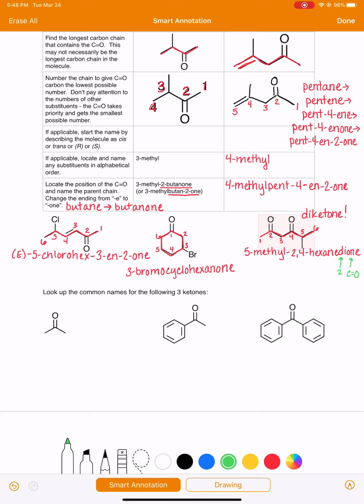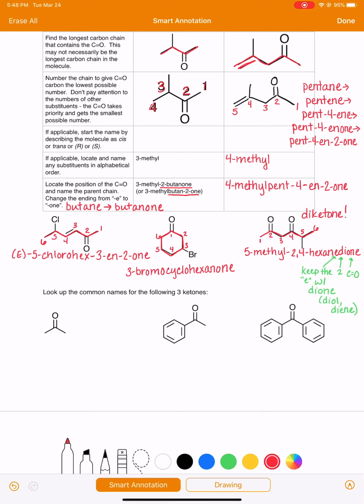Whenever we have a di functional group, like a dione or a diol or a diene, we always keep the E. Keep the E with a dione, or with a diol, or with a diene.